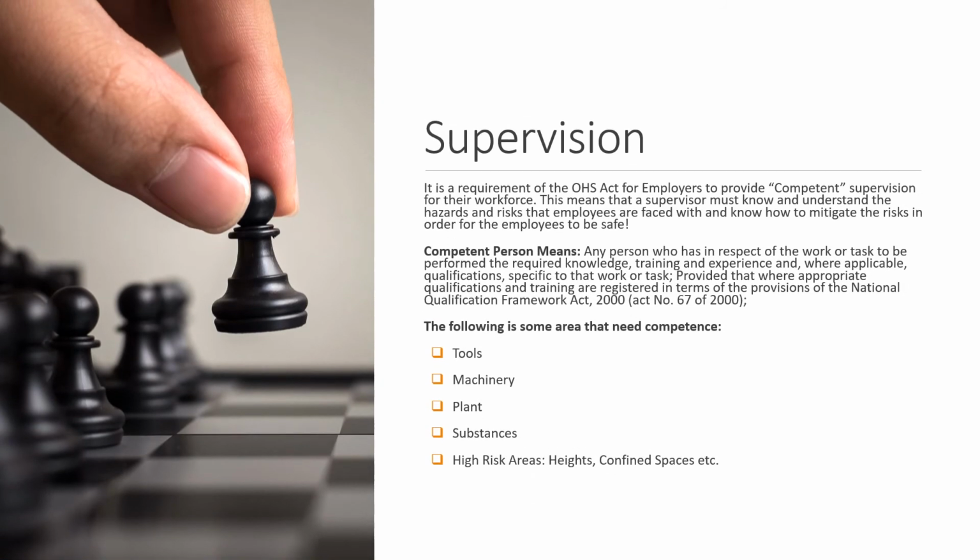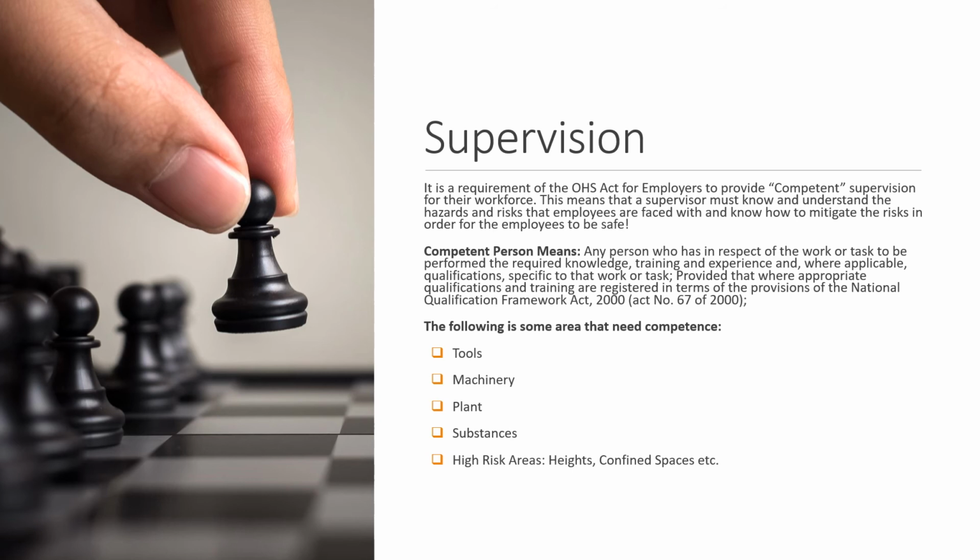Finally, supervision. It is a requirement of the Occupational Health and Safety Act for employers to provide competent supervision for their workforce. This means that a supervisor must know and understand the hazards and risks that employees are faced with, and know how to mitigate the risks in order for employees to be safe. A competent person means any person who has, in respect of the work or task to be performed, the required knowledge, the required training, the required experience, and where applicable, qualifications specific to that work or task.